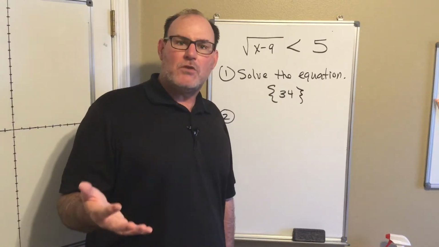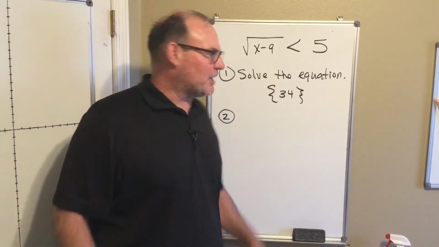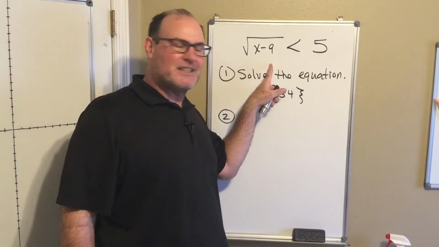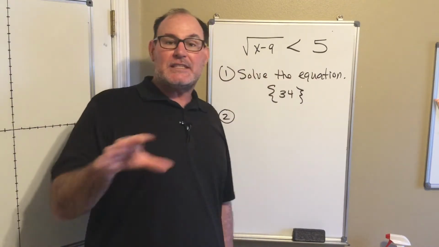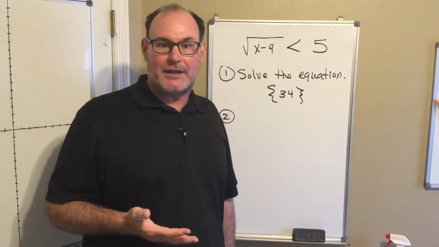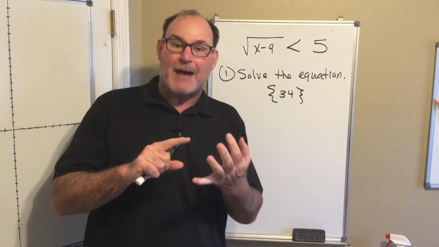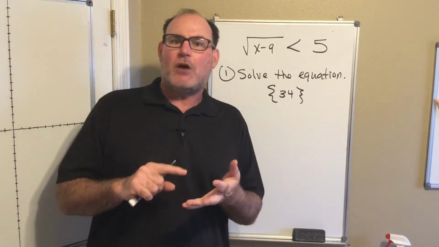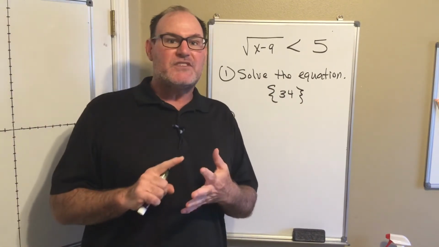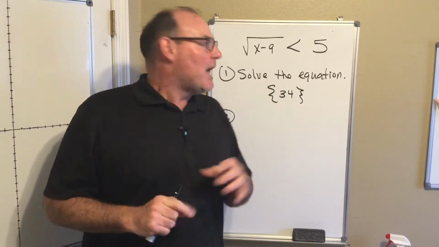So we solved in the previous video the equation based on this square root of x minus 9 and 5. This time I've changed it into an inequality. Now, throughout this class, we have solved different inequalities. We've solved absolute value inequalities. We have solved quadratic inequalities. We have solved rational inequalities.